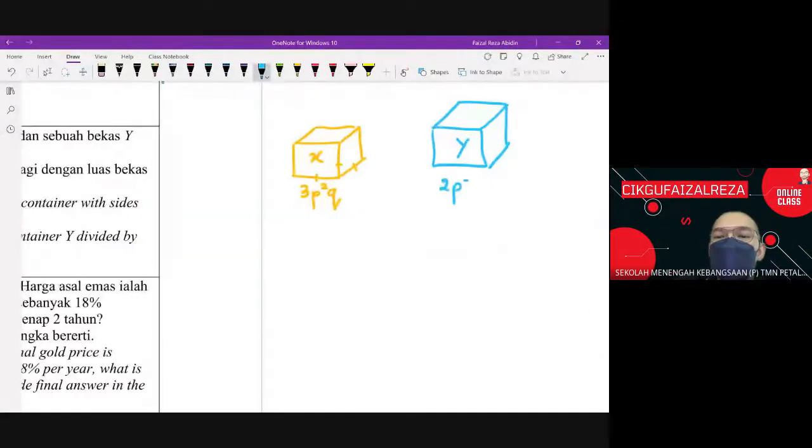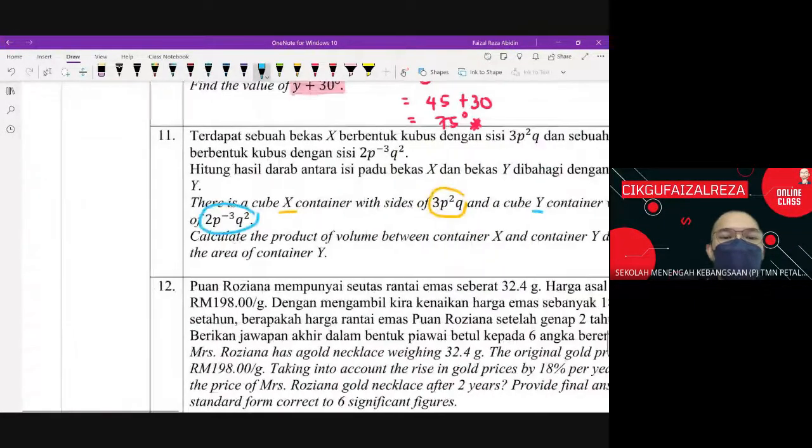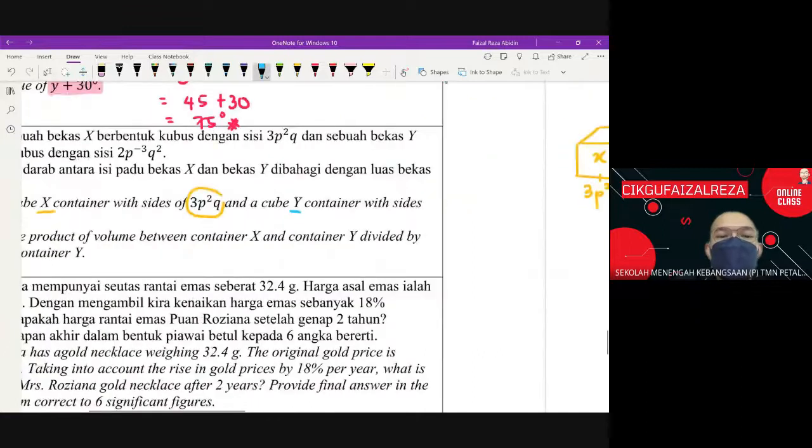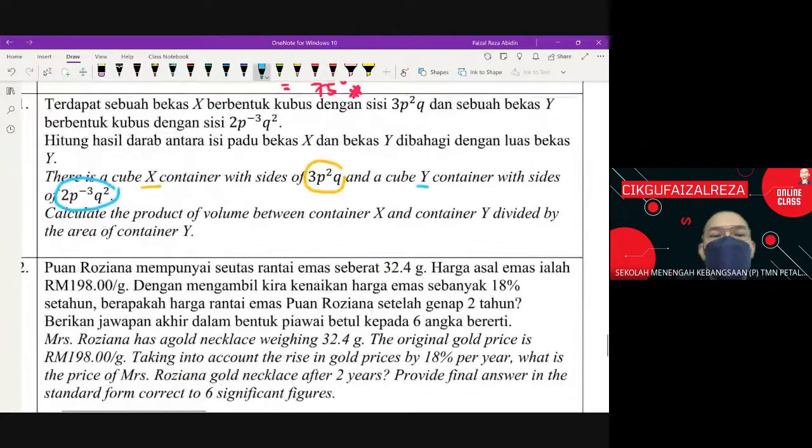2p negative 3 and also q square. Okay. So the question here, I'm going to find the volume between container X and container Y. That means for the volume here, I have to find the product. Product means what? Times, isn't it?